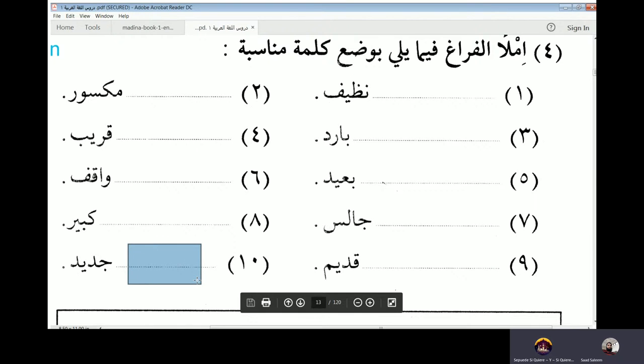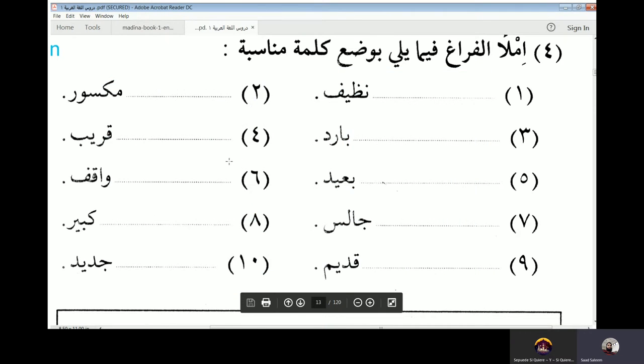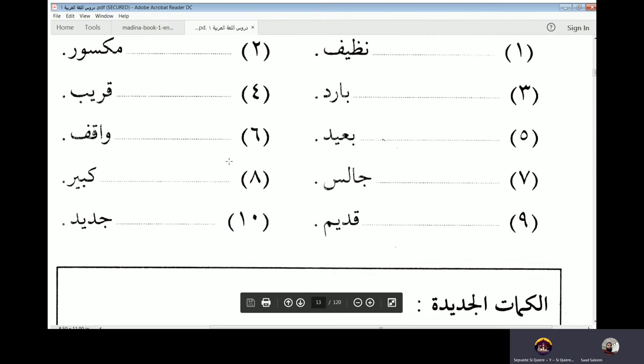Jadidun, new. And what's new? Al-kitabu. Al-kitabu jadidun. The book is new. Correct. So this question is also homework. Just fill these blanks and send me. I will send you the book, inshallah.